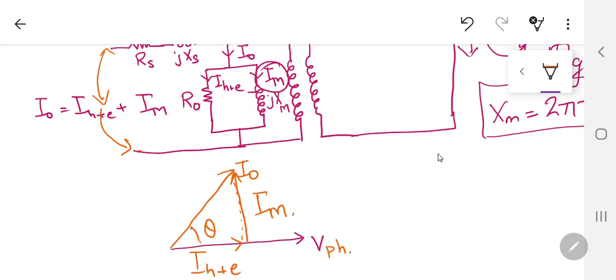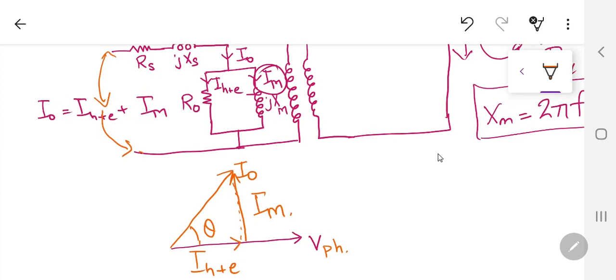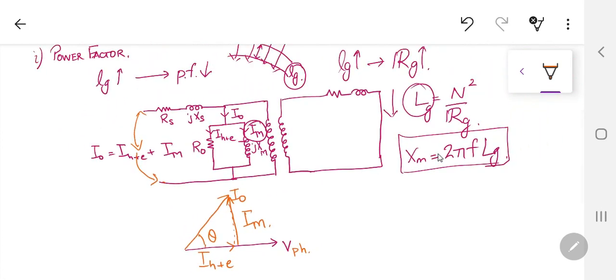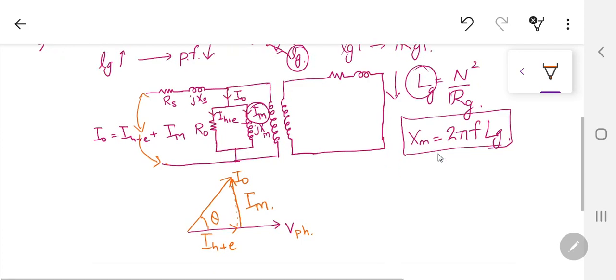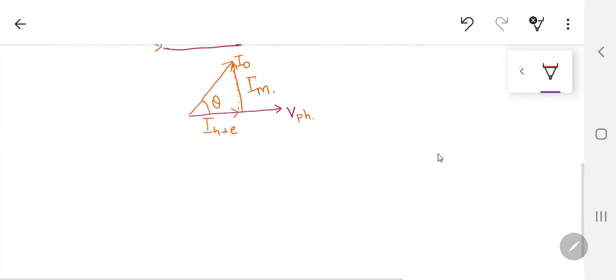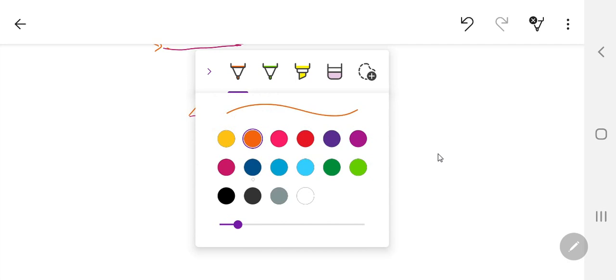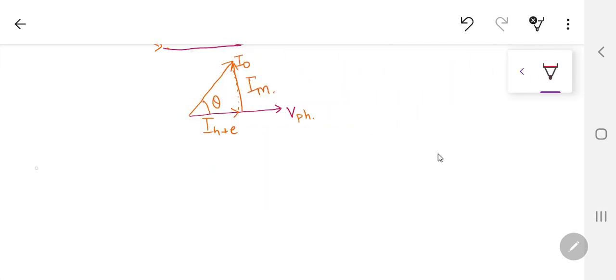So this angle theta, which is going to be the power factor angle for V phase and I0 over there, will increase with the increase of the Im vector. So the Im vector is directly proportional to the JXM. So the air gap is going to be a very important factor over here. So those machines which have a larger air gap are going to have a lower power factor. Certainly this is going to be a very dominant factor in deciding what type of air gap length you are going to assume.